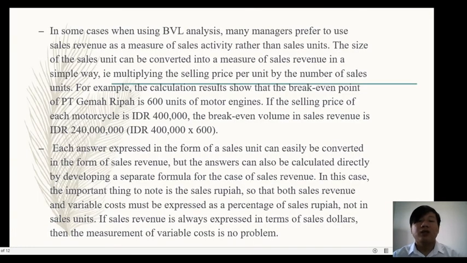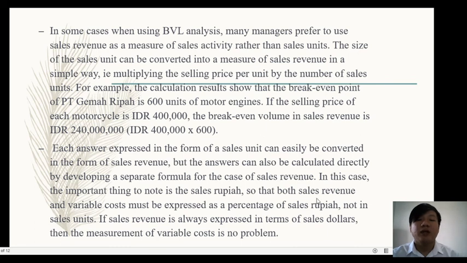In some cases, when using CVP analysis, many managers prefer to use sales revenue as a measurement of sales activity rather than sales units. The size of sales units can be converted into a measure of sales revenue in a simple way, by multiplying the selling price per unit by the number of sales units. For example, the calculation results show that the break-even point of PT Gemma Lipat is 600 units of motor engine. If the selling price of its motorcycle is 400,000, the break-even volume in sales revenue is 240 million.